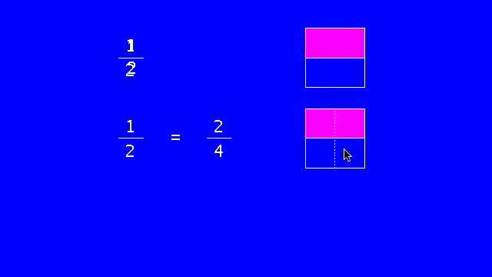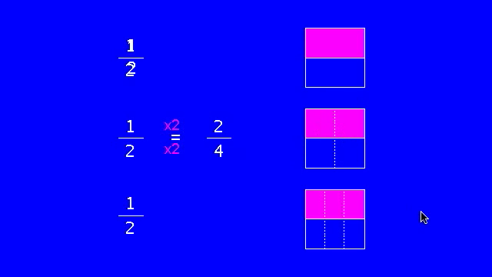So here we cut each piece into 2. So now each piece is doubled, so we have a whole of 4 pieces, and the colored one is also doubled. So if you multiply top and bottom of a fraction by the same number, it doesn't change the quantity. It just converts them to a smaller size piece.